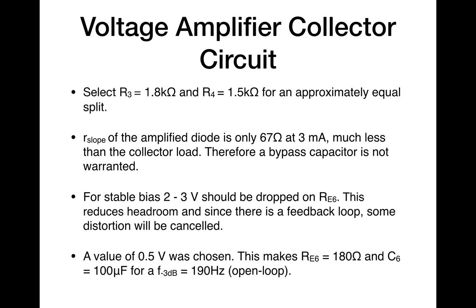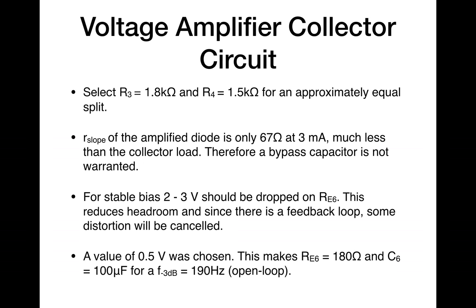Plus, if you were to add a capacitor, it would have to be a very large capacitor, because to pass all frequencies of interest at 67 ohms, that cap would have to be huge. So for stable biasing, you need around a few volts to be dropped on the emitter resistor, RE6. The problem is, the higher that voltage is, it reduces headroom.